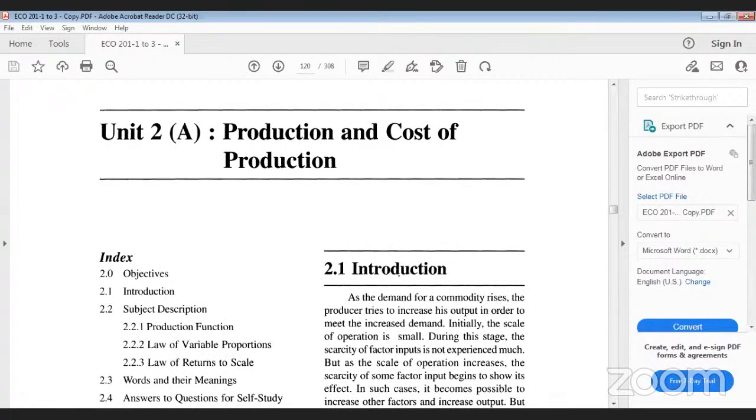Introduction. As the demand for a commodity rises, the producers try to increase their output in order to meet the increased demand initially.